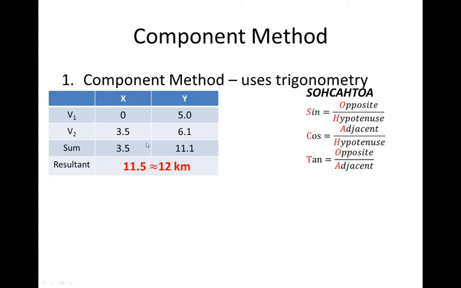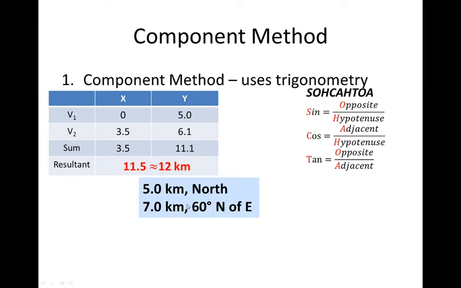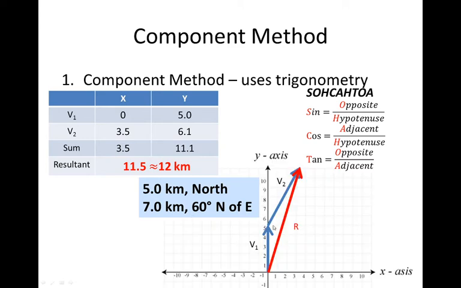So examples for component method. Assuming that these were not filled in yet, we have the given 5.0, again the same given as when we used the graphical method, the head to tail or triangle method. So here is the drawing or the diagram. How do we solve this one using component method? Basically, using component method, you will have to fill in all of this here to know the resultant.